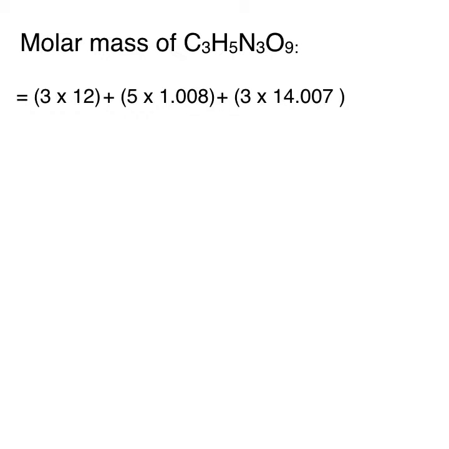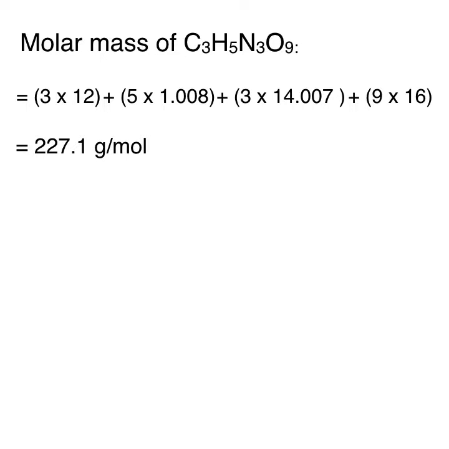Now, to begin solving for our products, the gases, we must determine how much of our reactant, the nitroglycerin, we have. We'll determine how many moles of nitroglycerin we have by using its molar mass. In order to first calculate the molar mass, we'll add 3 times the molar mass of carbon, which is 12 grams per mole, plus 5 times the molar mass of hydrogen, which is 1.008 grams per mole, plus 3 times the molar mass of nitrogen, which is 14.007 grams per mole, plus 9 times the molar mass of oxygen, which is 16 grams per mole.